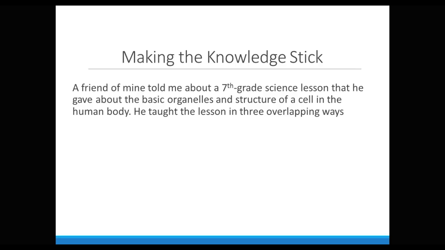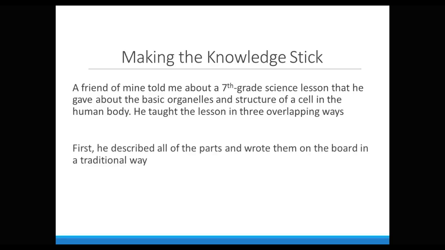So a good example is a friend of mine told me about a 7th grade science lesson that he gave about the basic organelles and structure of a cell in the human body. And he taught this lesson in 3 overlapping ways. So let's look at those. First, he described all of the parts of the cell and wrote them on the board in a traditional way: cell wall, mitochondria, cytoplasm, all those, which is a standard lesson on the board.